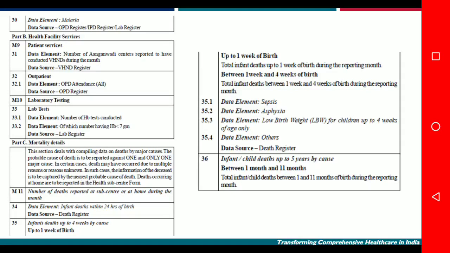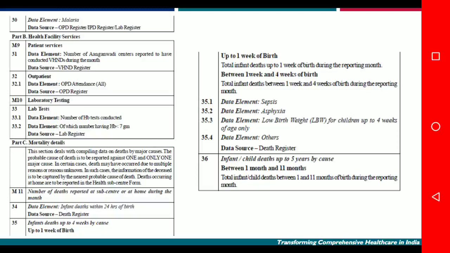So these are divided into two parts. Next, the data elements are the number of cases with sepsis, the number of cases with asphyxia, and the number of cases with low birth weight, for children up to 4 weeks of age only. Then other details. All these things are to be taken from the death register.